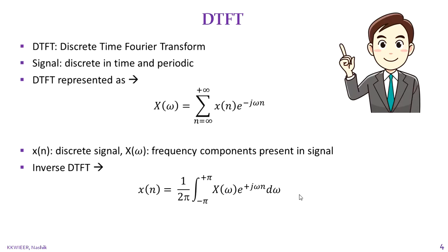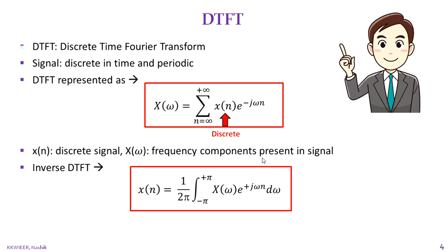So these are the two expressions to calculate DTFT and inverse of DTFT. Where this x of n is discrete, and in this case X of omega is continuous. So this is the reason, as x of n is discrete, we will take a summation of it, and as X of omega is continuous, that's why we will take an integration with respect to d omega.